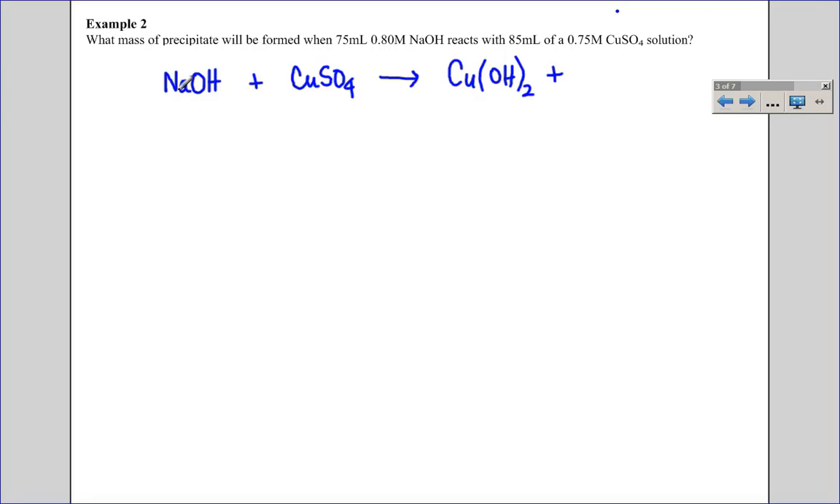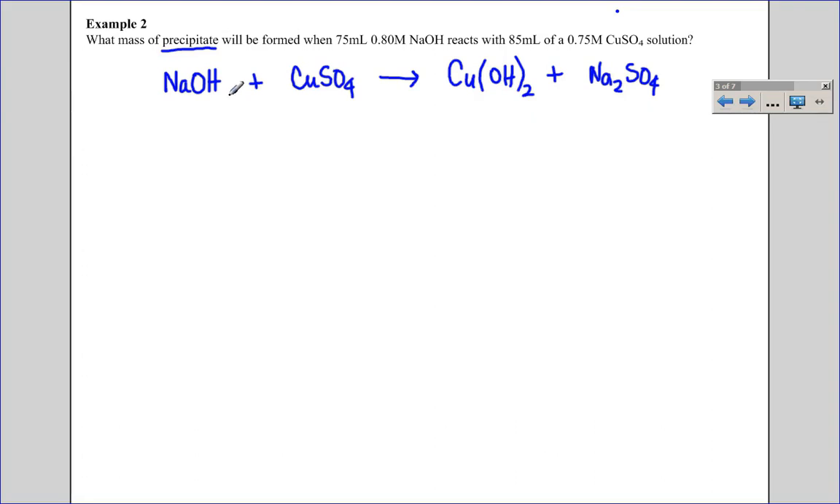Sodium has a +1 charge, and sulfate is -2 in its charge, so we produce Na2SO4. Now the question asks us for what mass of precipitate, so we need to identify which one of these is going to be the precipitate.